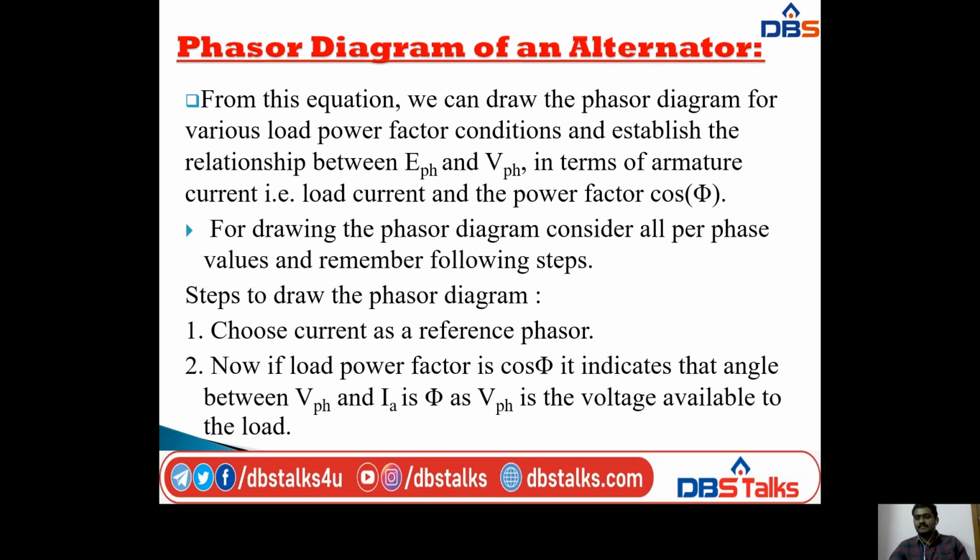E phase is the induced EMF on no load, and V phase is the terminal voltage at load condition, on load. This is in terms of armature current, that is the load current, and the power factor, that is cos phi. You already know the power factor. For drawing the phasor diagram, consider all per phase values and remember the following steps.